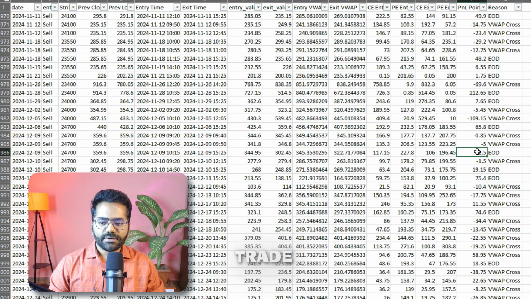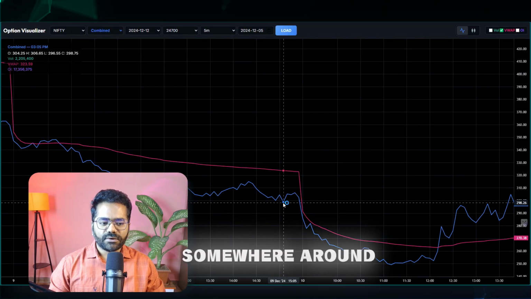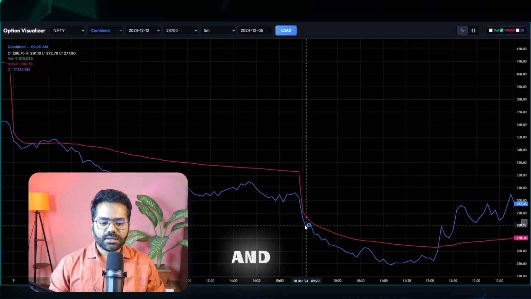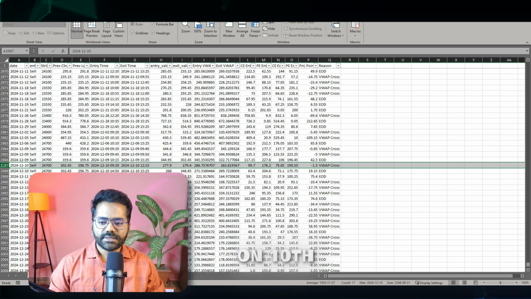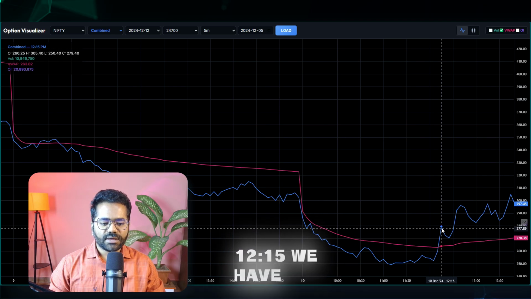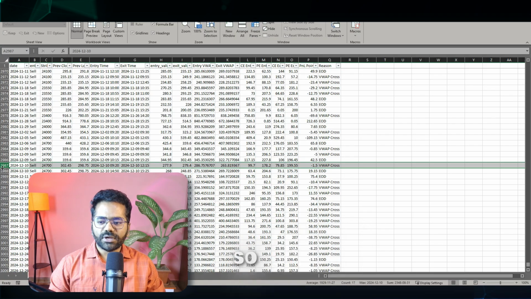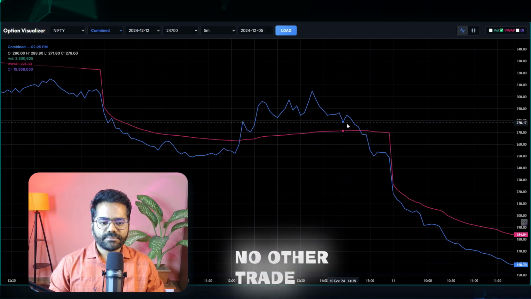So in this whole day we took 3 trades on 9th and then we made 42.5 in the last trade. So that makes a sum of 36 point profit. Again if we move to the next day, the lowest is somewhere around 298 and then at 9:20 this is below VWAP and below previous low. So we have our entry here at 9:20 on 10th, and then after a few minutes at 12:15 we have our close above the VWAP. So that's how we are exiting it. So 2 trades on 10th and there was no other trade on 10th.